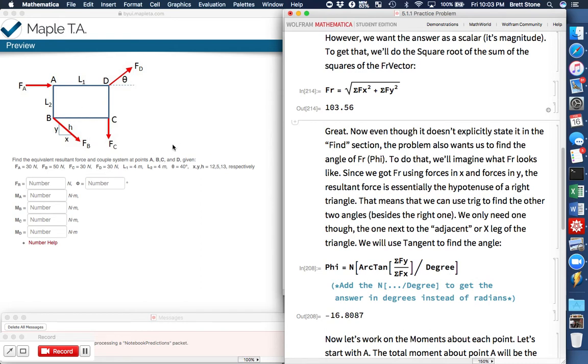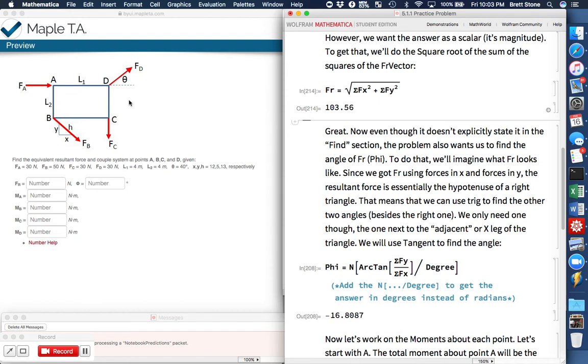So what's that going to be? Well, let's imagine the resultant force the same way we did with FD or FB. Let's look at FD actually. To find the forces in the x and the y direction, we took the sine of theta and multiplied it by FD, for example, to get the y direction. Well, we're working backwards from that now because we want the angle, and we have the x direction and the y direction for the force resultant.